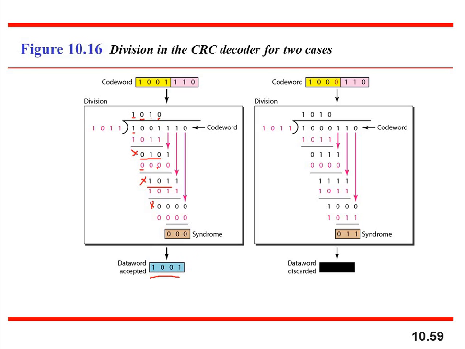Okay, now a similar case, where instead of this 1, you will be getting 0 over here. Now what happens, let us see. Once again you start with the same division. You first take 4 bits.